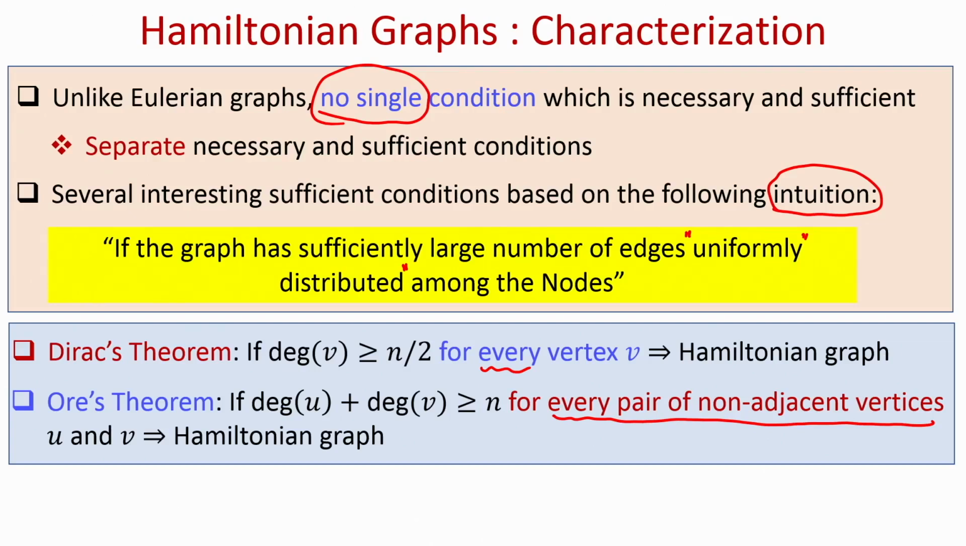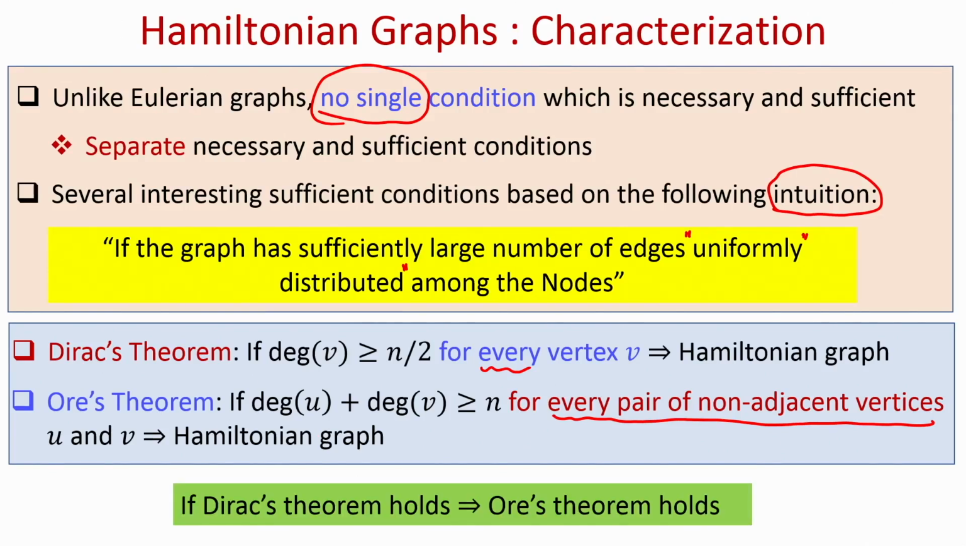Again, what Ore's condition says is that you take every pair of non adjacent vertices, and the sum of their degrees should be at least n. If you compare Dirac's condition and Ore's condition, it is easy to see that if Dirac's condition holds in your graph, that means the degree of every vertex is at least n over 2, then for any pair of non adjacent vertices u and v, the sum of their degrees will be at least n. So if Dirac's condition is ensured in your graph, then Ore's condition is also ensured. But the other way around need not be true.